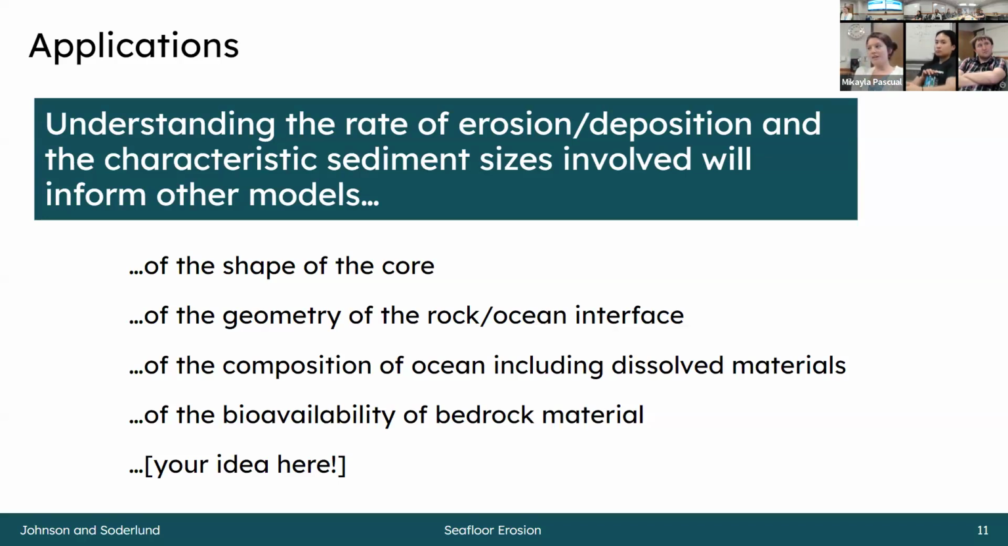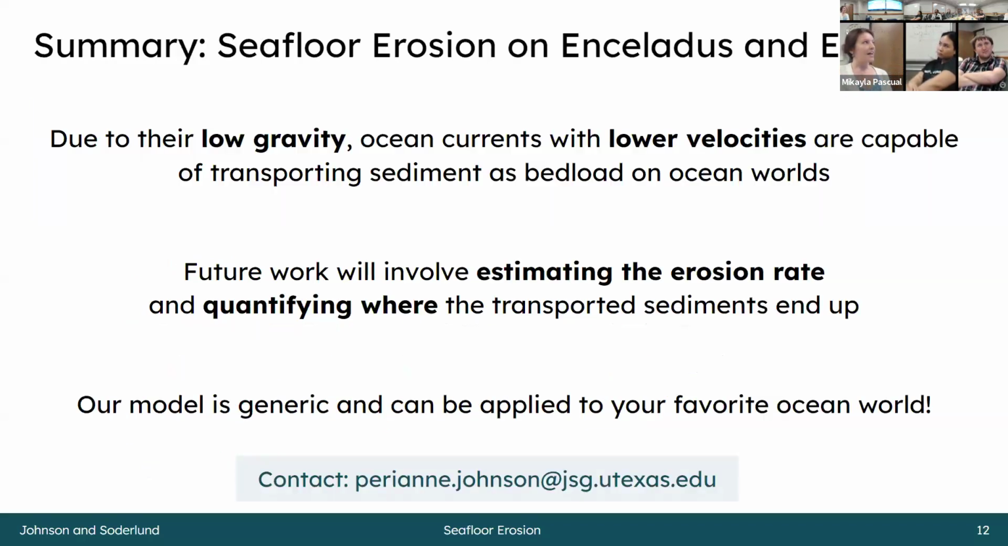And I'm interested in hearing thoughts on other avenues that this could be applicable to. And so I'll just end things with a summary of what I've said so far. The key takeaway is that due to the low gravity on these small ocean worlds, lower velocities are capable of transporting sediment of the same sizes relative to Earth. And future work will involve quantifying this erosion rate to understand how much erosion is actually occurring, and also understanding where the transported sediments end up. So are they all transported towards the equator, towards the pole, some other location? Where are they ending up?